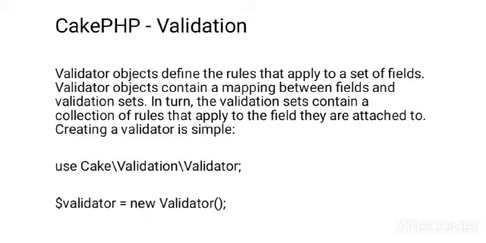CakePHP validation. Validator objects define the rules that apply to a set of fields. Validator objects contain a mapping between fields and validation sets. So $validator equals new Validator class. It is created in a class, so it contains all the validation fields to validate a particular form.